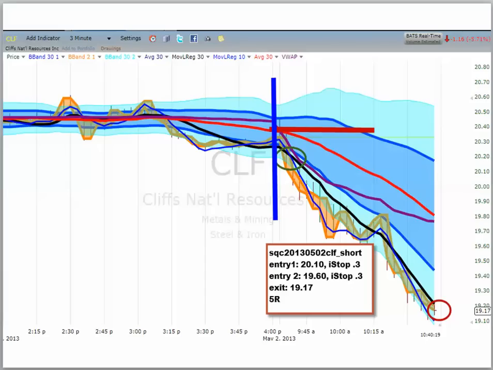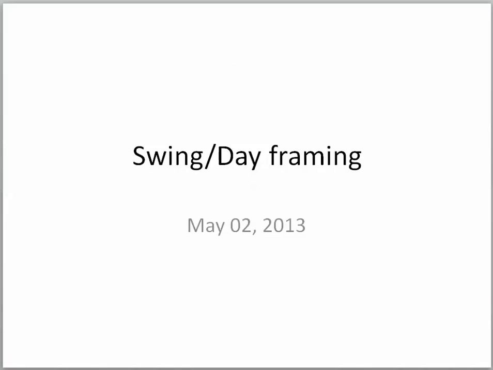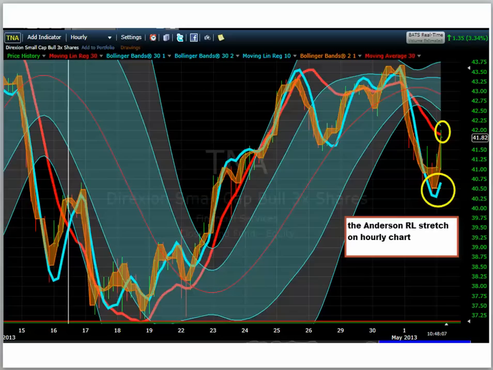And so now we'll pick up the tail here with some more swing and day framing on the second day. So now we're looking at TNA on hourly charts, and our friend Kim Anderson calls this the regression line stretch, and that is on an hourly chart. The previous day the market had sold off. You can see this one-day sell-off on Wednesday. And then the 10-period regression line had an extreme pull away from the 30-period.